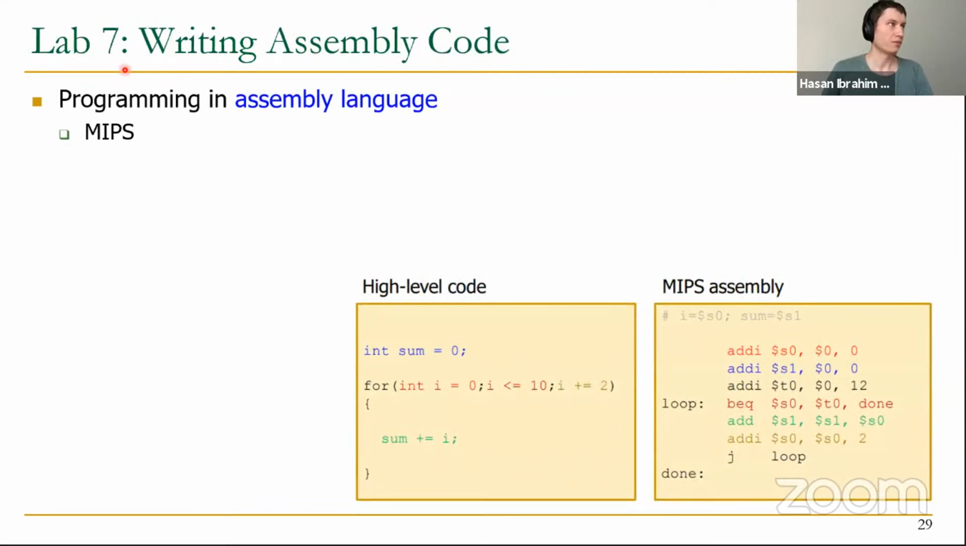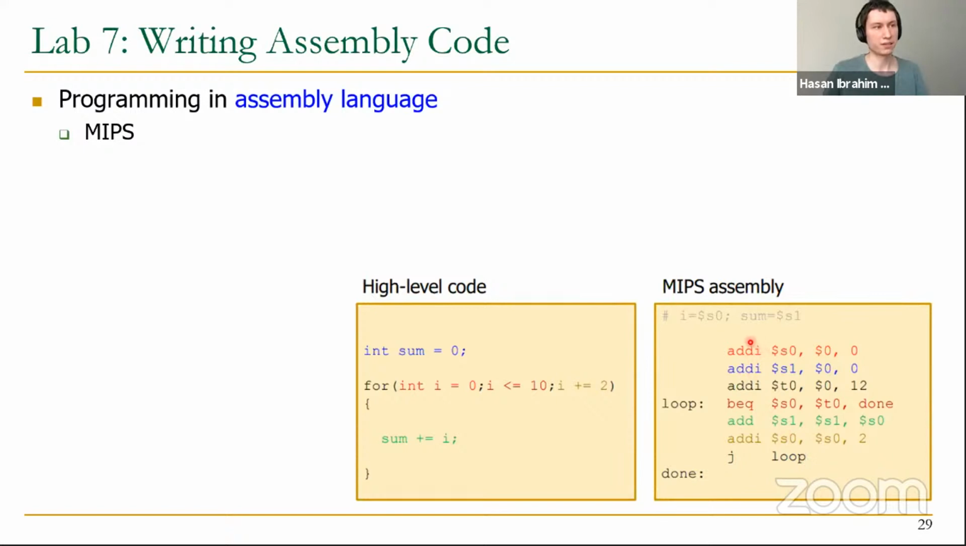And in lab 7, we will go a bit higher and program the processor that we have implemented using an assembly language. Assembly language is basically programming a processor using the instructions that the instruction set architecture offers. So for example, you can see two pieces of code here that do the same thing. On the left-hand side, you see the high-level C-like code. What this does is basically it adds together even numbers starting from 0 until 10, right? And here you see the assembly code doing the same.